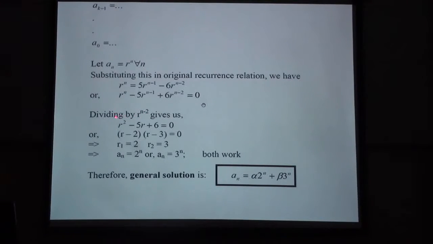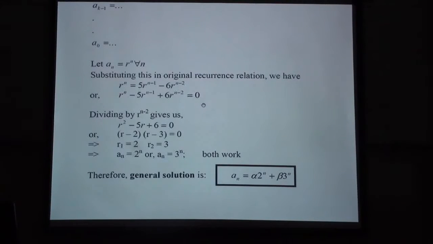So that gives us r squared minus 5r plus 6 is equal to 0. Now we can factor it: r minus 2 times r minus 3 is equal to 0. That, of course, gives us 2 solutions for r, 2 for this factor and 3 for this factor. Since r1 and r2 are 2 and 3 respectively, and we have let a sub n equal r to the n, that means the solutions are really 2 to the n as well as 3 to the n. So 2 to the n is a solution, 3 to the n is a solution.